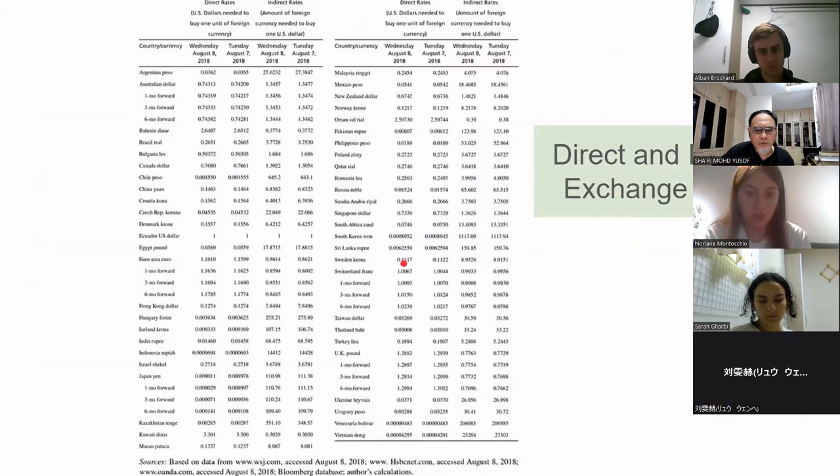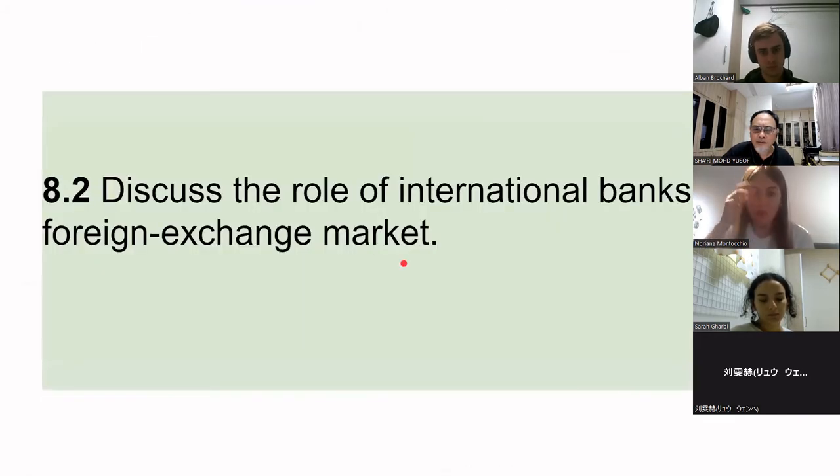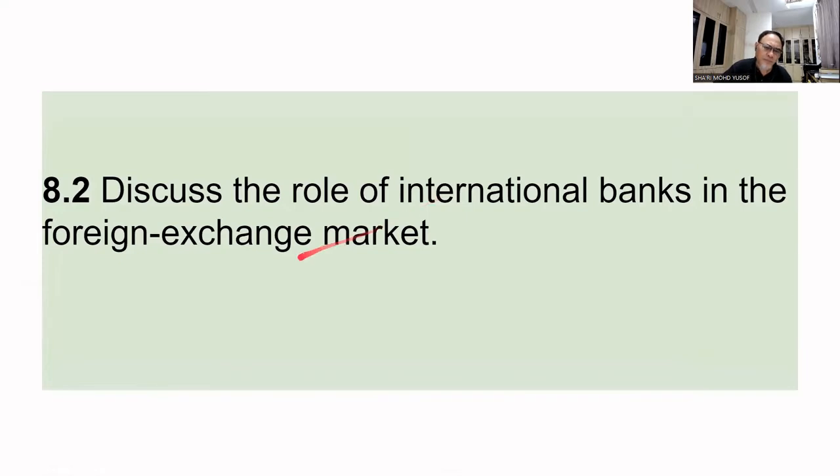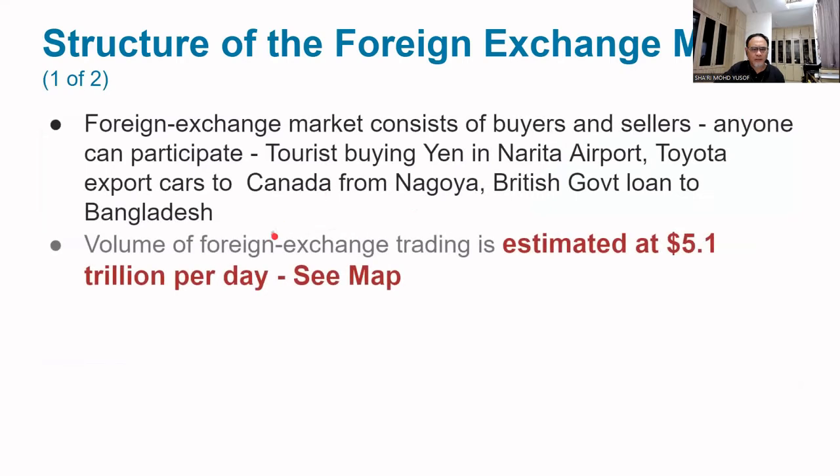So let's move on to the bulk of this chapter, to discuss the role of international banks in foreign exchange markets, the role of banks, and then there will be things like spot and forward markets in terms of foreign exchange, arbitrage and currency markets, too, and so on. So it's quite a big topic. Now, we go into a bit more detail.